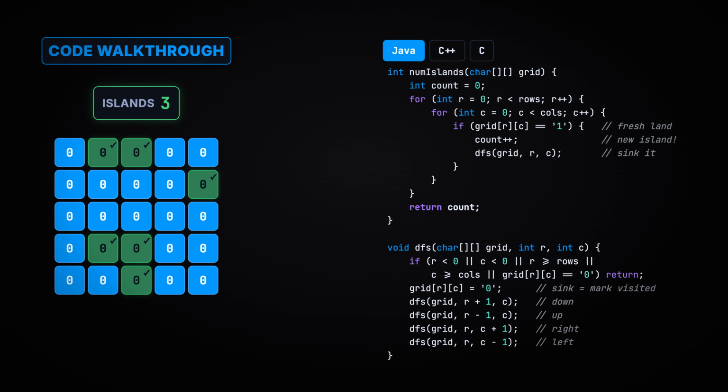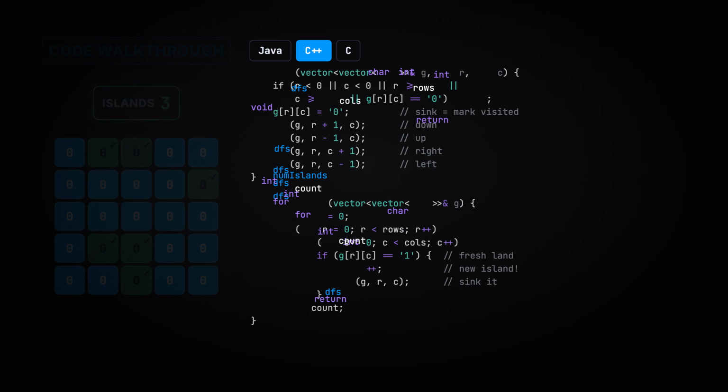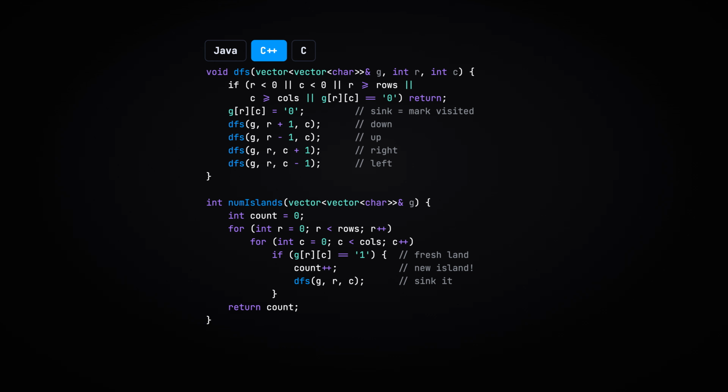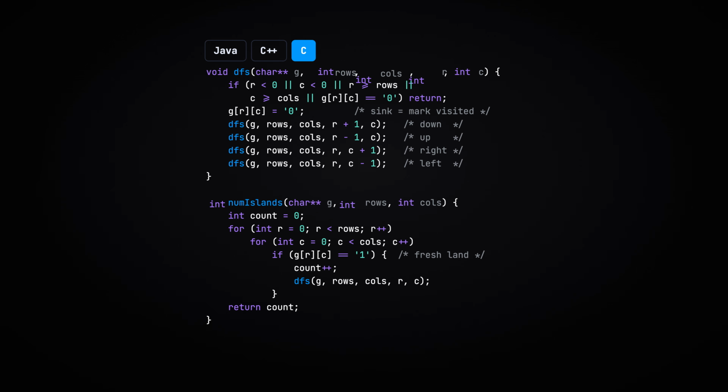The scan finishes the grid, and we return count 3. 3 fresh starts, 3 islands. Exactly what our eyes told us. That is the entire solution in Java. Prefer C++? Same loops, same recursive DFS, only the syntax changes. And the same idea once more in plain C. Pick whichever language you are comfortable with.